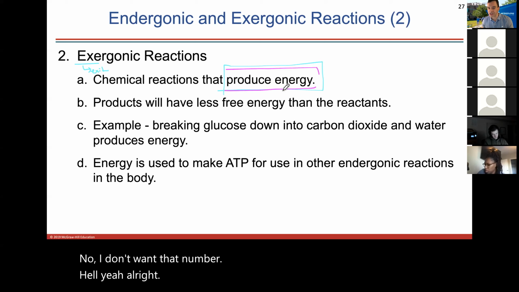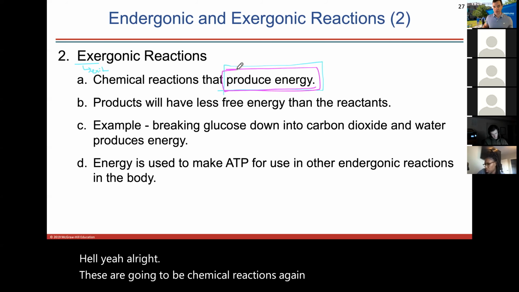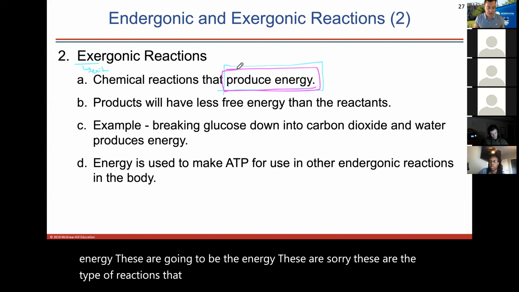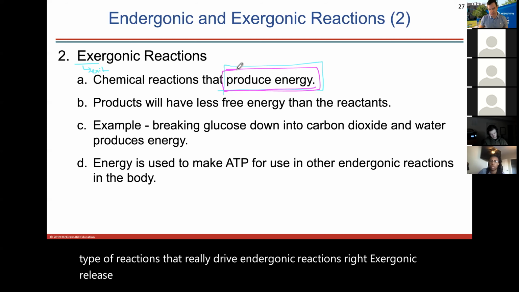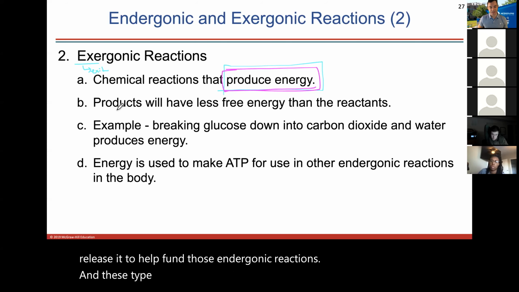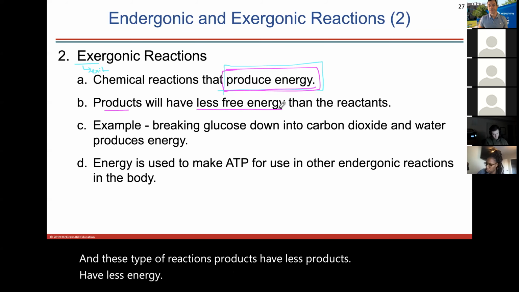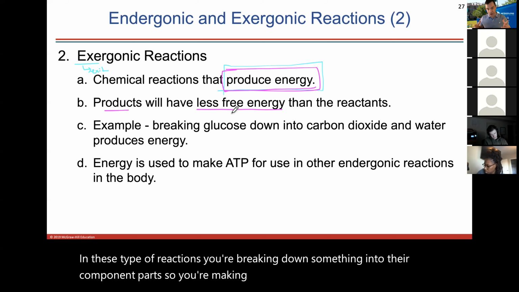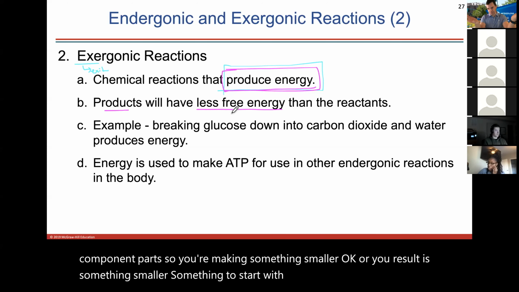These are going to be chemical reactions, again, that release that energy. These are the type of reactions that really drive endergonic reactions, right? Exergonic, release it to help fund those endergonic reactions. And in these type of reactions, products have less energy. You're breaking down something into its component parts. So you're making something smaller. You start with something big, break it up into something that's really small.